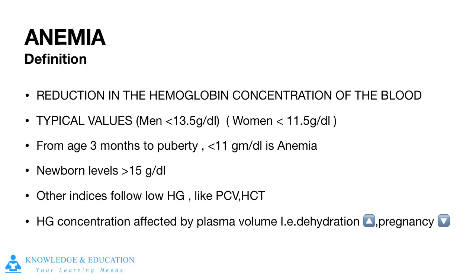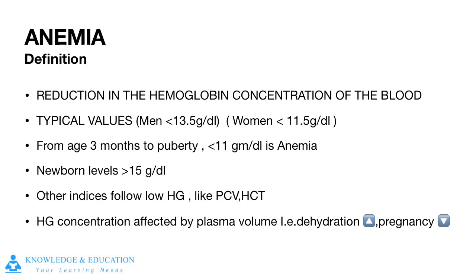So there are some important factors. Newborns usually have high hemoglobin levels. Neonates from age 3 up to puberty, there is a general rule: if the hemoglobin is less than 11, we consider it to be anemia. Other indices usually follow hemoglobin, like PCV or packed cell volume, and hematocrit. Some labs and some regions concentrate more on hematocrit. Hemoglobin is more universal.